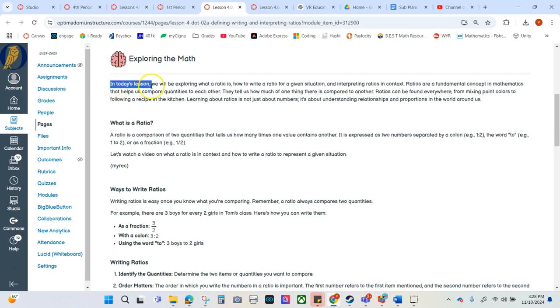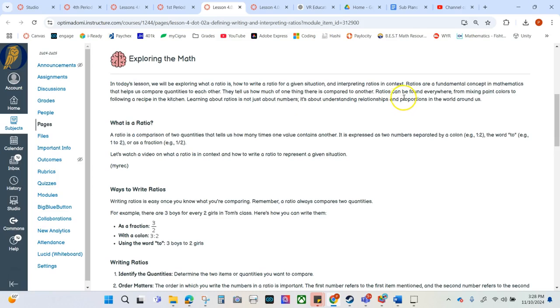In today's lesson, we will be exploring what a ratio is, how to write a ratio for a given situation, and interpreting ratios, figuring out what they mean. Ratios are fundamental. They are so important in mathematics. And they help us compare quantities to each other. They tell us how much of one thing there is compared to another.